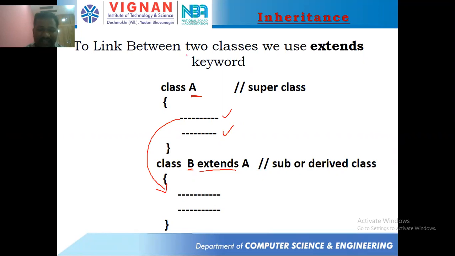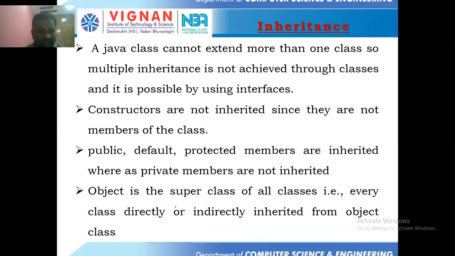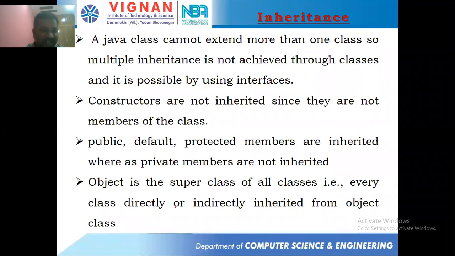And this inheritance is achieved with the help of a keyword called extends. Inheritance in Java is achieved with the extends keyword. So if you write extends A after a class name, then automatically whatever properties we have in A will come into B. Okay, clear, right?